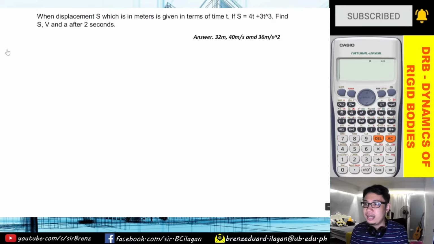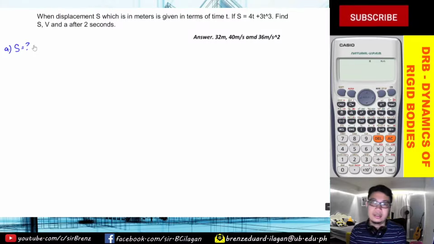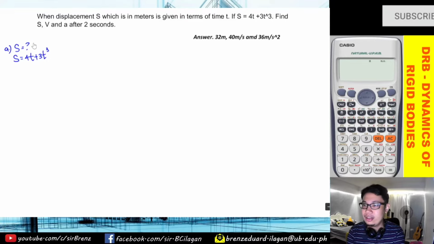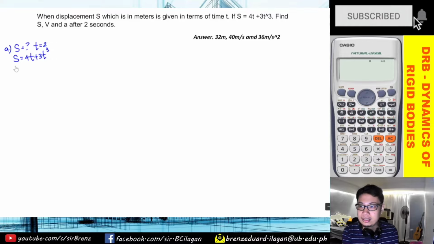So, unahin natin yung letter A. Okay, unahin natin yung displacement. That is the required. So, anong gagawin dyan? Ilatag mo lang yung equation mo: 40 plus 3t cubed. Ngayon, ano daw yung kanyang displacement when the time is equal to 2 seconds? Anong gagawin natin dito sa equation na to? I-differentiate ba natin or i-integrate?